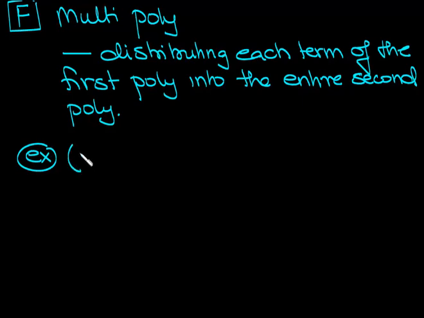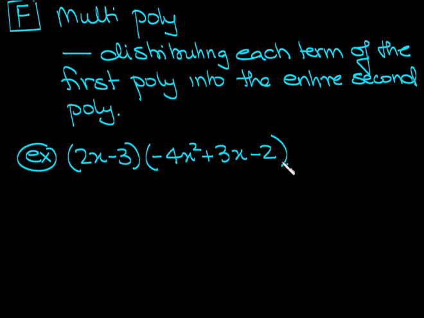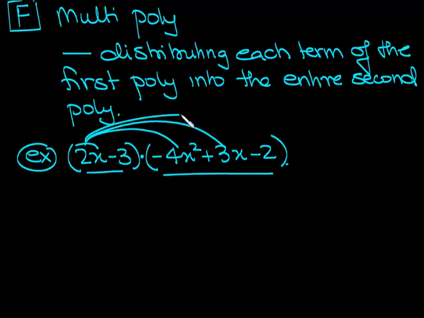So let's start with this. Let's say you have 2x minus 3 times minus 4x squared plus 3x minus 2. So you can clearly see this is a polynomial, this is a polynomial. I'm multiplying them. So what do I do? I take each term of the first polynomial, so let's start with this one, and multiply it by each term of the second polynomial. We distribute it. Okay. So we distribute each term of the first polynomial into the entire second polynomial. So we take 2x times this, 2x times this, 2x times that.